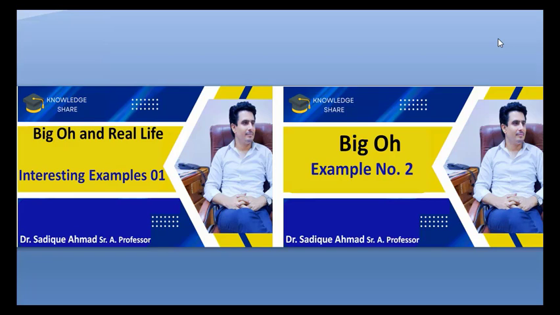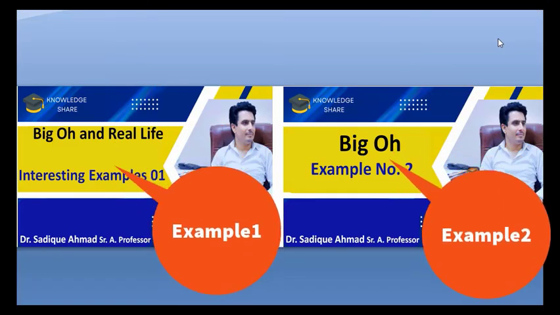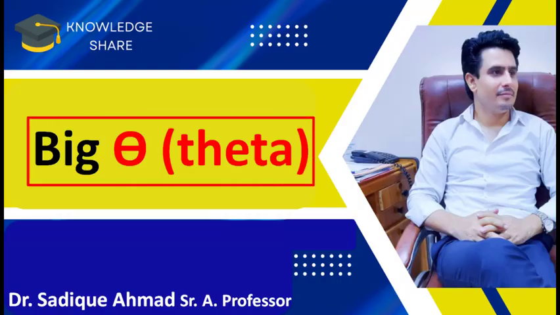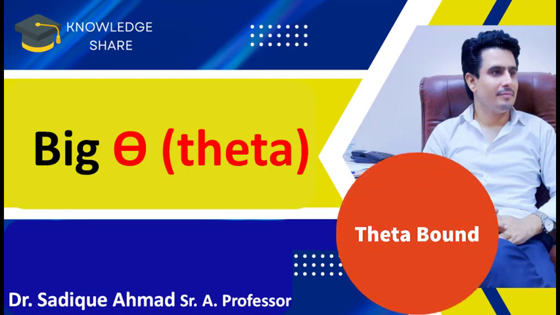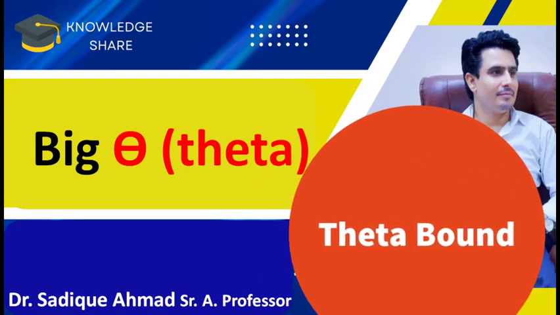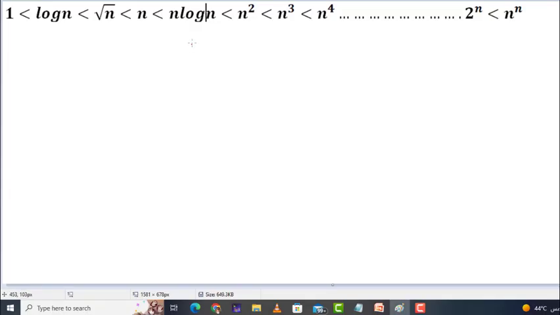Before watching this particular video, please follow example number 1 and example number 2 on big O notations. So again, I have f(n) given as 5n plus 4. This is the existing function, and the n values are 1, 2, 3, 4, 7, and so on.